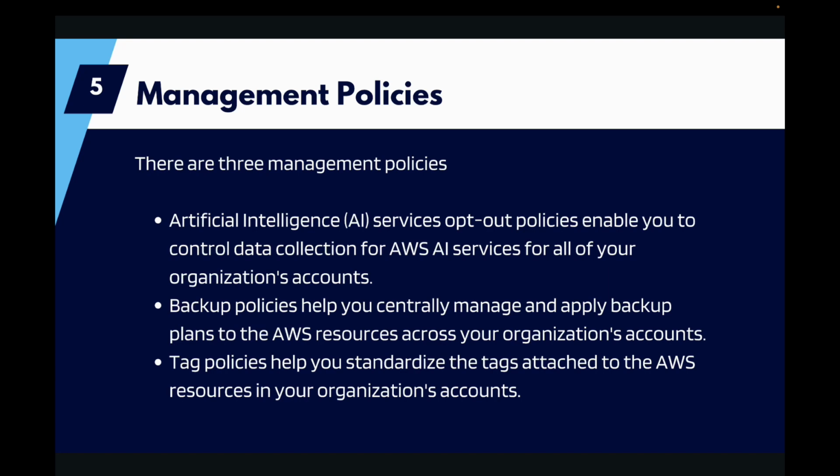The first one is the artificial intelligence services opt-out policy. If you don't enable this, AWS collects all your organizational accounts' information for the AI services to work. If you enable it, you opt out on specific services that you don't want AWS to collect information from. So that's in general. Backup policies help you centrally manage and apply backup plans to AWS resources across your organization accounts. We'll learn more about backup policies when I talk about the AWS Backup service. It will make much more sense then than right now.